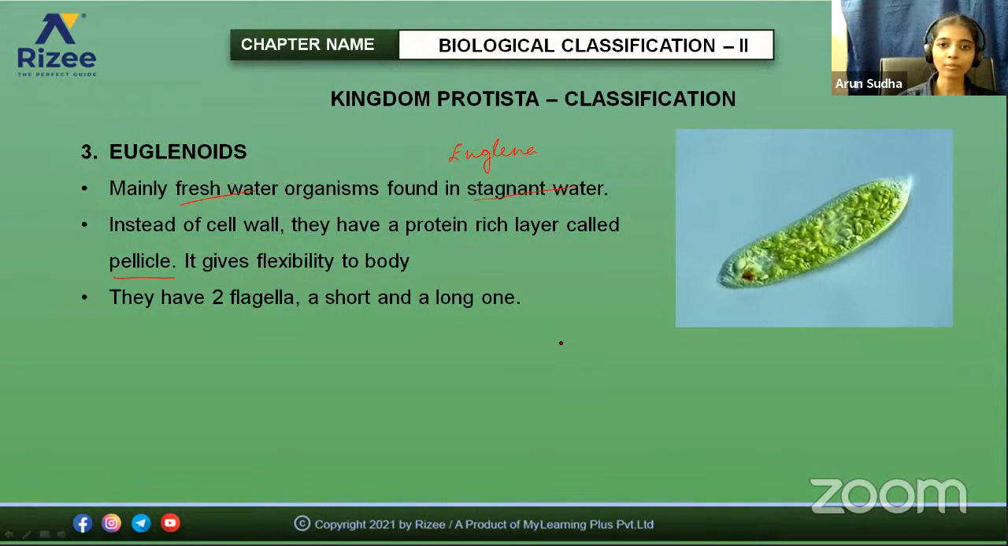A cell wall gives rigidity to the cell, whereas if pellicle is present, it gives flexibility to the body. So the organism is flexible because of the presence of pellicle, which is an elastic layer. It's not such a stiff layer. And these euglenoids also have two types of flagella. One is a shorter one, the other one is a longer one. So they have two flagella.